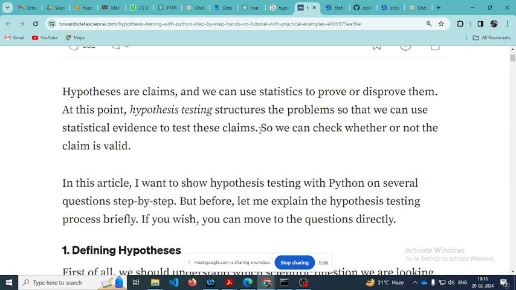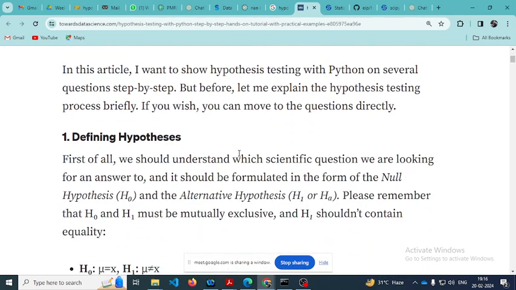Whatever the claim, you need to test it with the help of some statistical evidence. You need to prove it, so we can check whether your claim is valid or invalid. So what we will do in these problems is show hypothesis testing using Python on several questions.